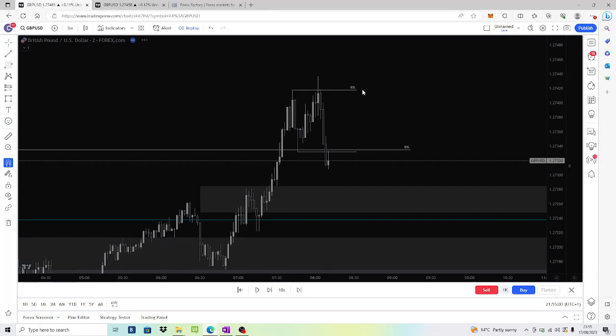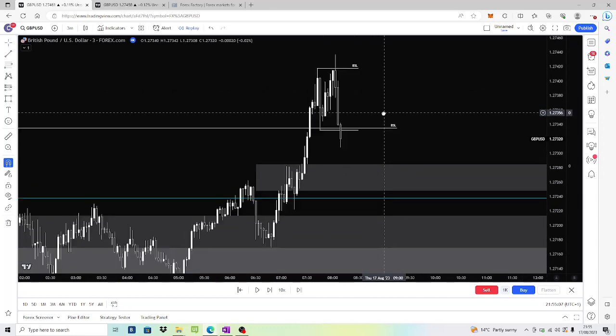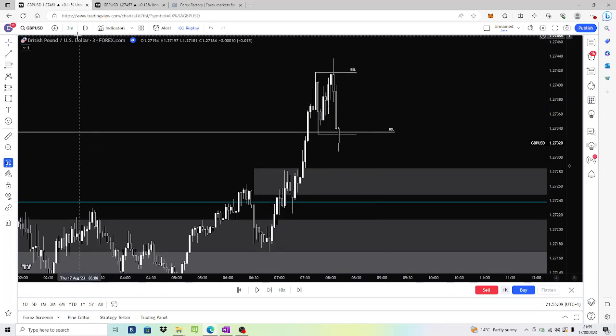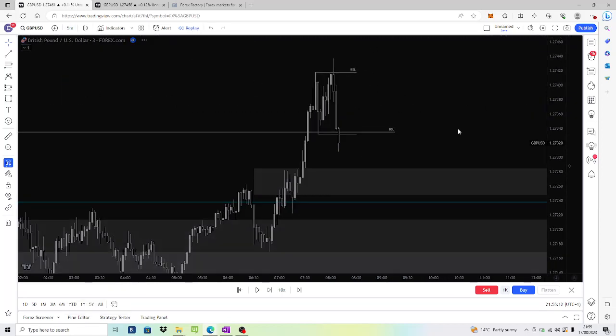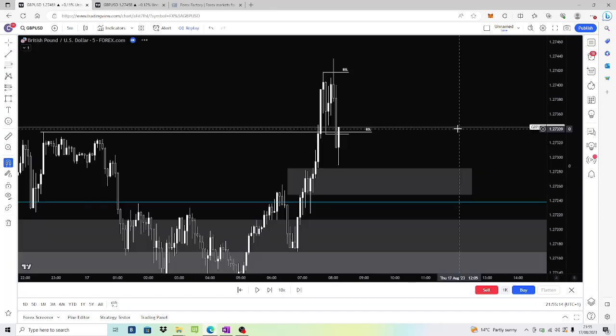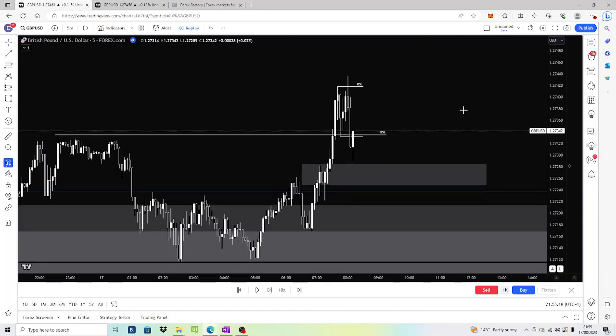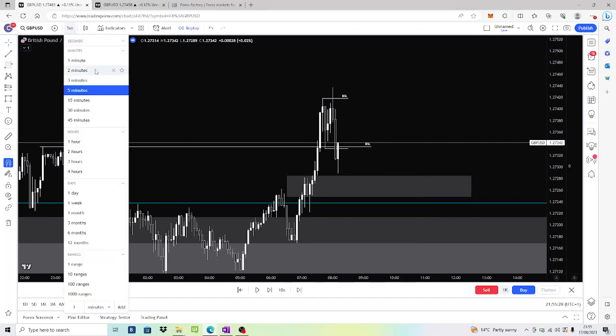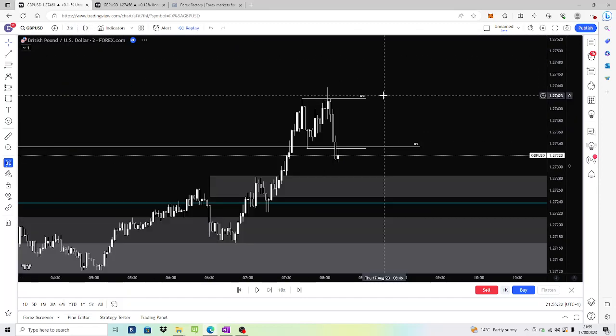See what the 3 minute looks like. Yeah, the 3 minute as well. There's a fair value gap right here. 5 minute. 5 minute fair value gap as well. Okay, and I now entered off the 2 minute.